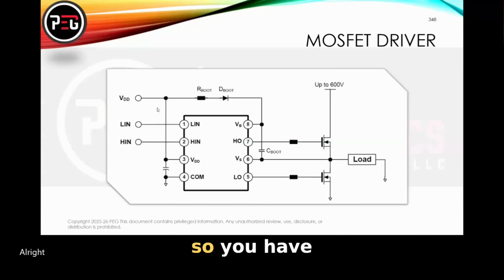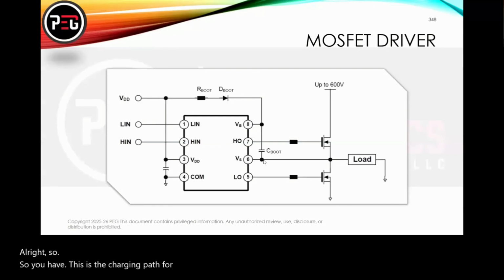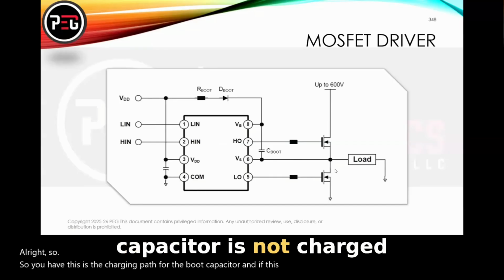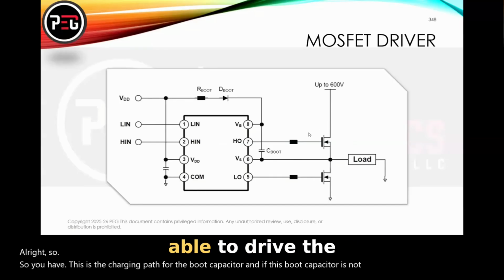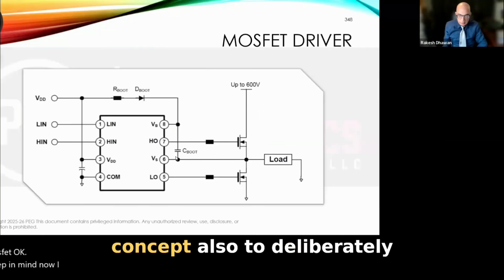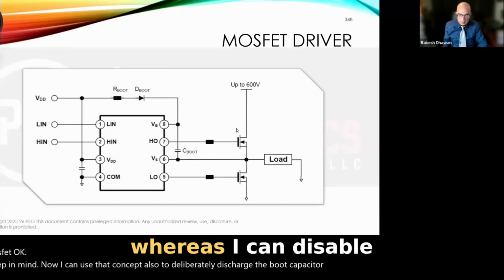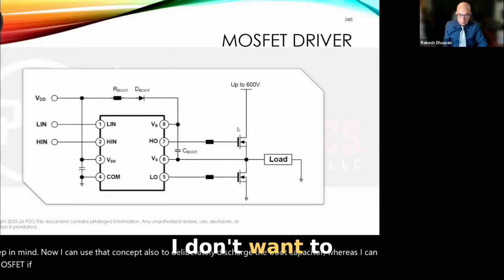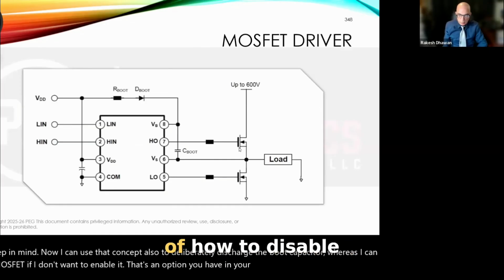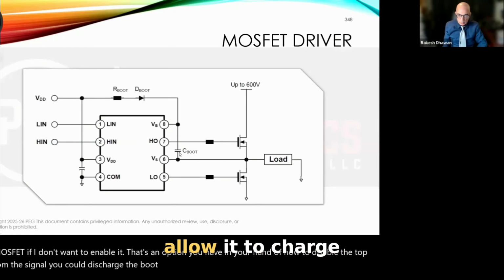All right, so this is the charging path for the boot capacitor. And if this boot capacitor is not charged, it will not be able to drive the top MOSFET. Okay, something to keep in mind. Now, I can use that concept also to deliberately discharge the boot capacitor, whereas I can disable the top MOSFET if I don't want to enable it. That's an option you have in your hand of how to disable the top MOSFET. Apart from the signal, you could discharge the boot capacitor and not allow it to charge.